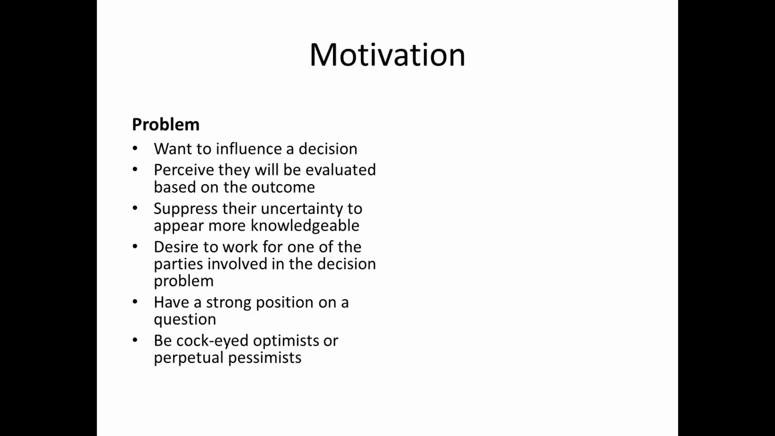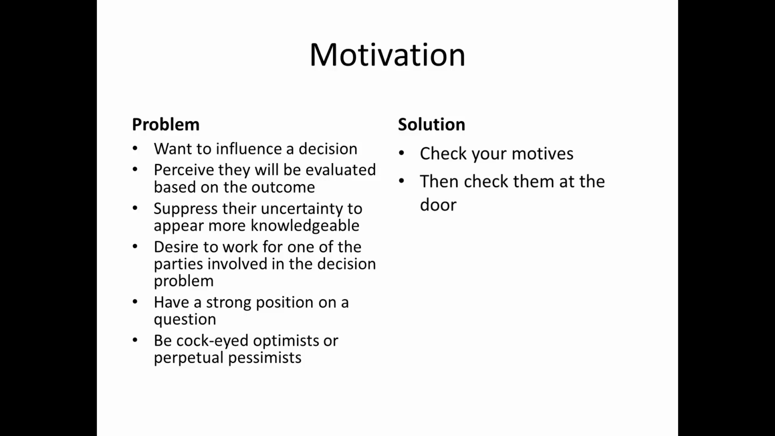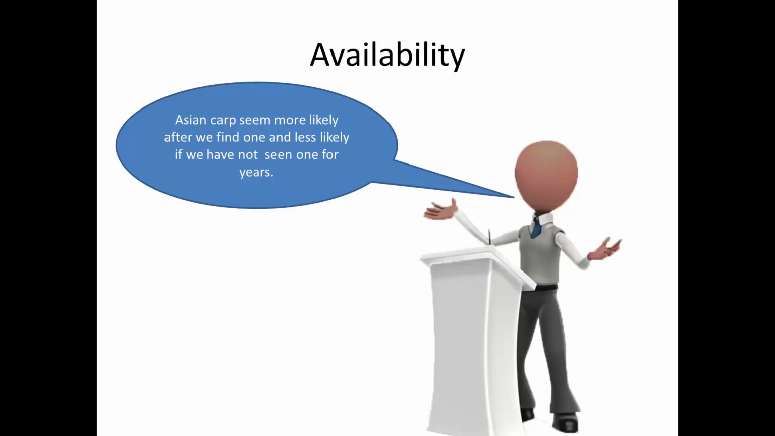Sometimes there's motivational bias. People might want to influence a decision. They perceive that they're going to be evaluated based on the outcome, or they might suppress their uncertainty to appear more knowledgeable than they are. Sometimes the desire to work for one of the parties involved in the decision problem can influence them. They might have a strong position on a question, or they could be cockeyed optimists or perpetual pessimists. So we asked everybody to check their motives, and then to check them at the door, leave them behind. Once again, using multiple experts is one of the best ways to overcome motivational bias.